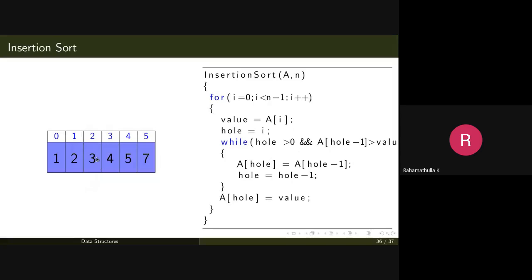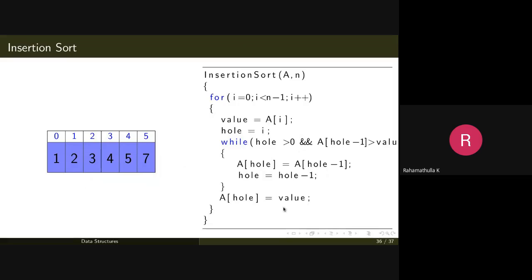While hole is greater than 0 and a of hole minus 1 is greater than the value to be inserted, then a of hole is equal to a of hole minus 1. So the hole will be shifted to the left hand side, or hole equal to hole minus 1. So the element will be shifted here and the hole will be shifted here. Once again, we'll compare, the element will be shifted here and the hole will be shifted. So once you come out of this loop, to the hole where it is presently, we will insert the value there.